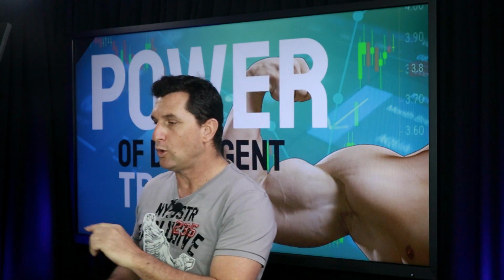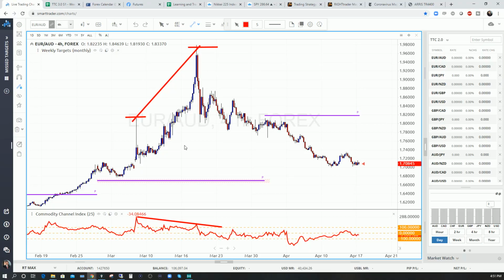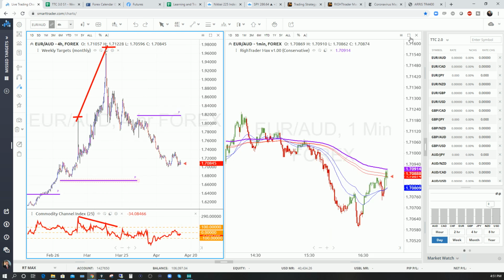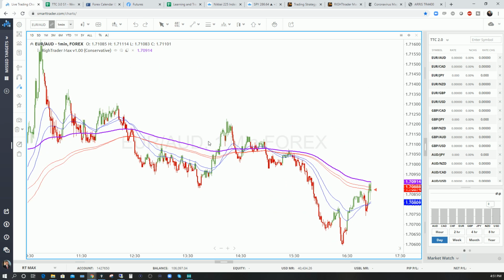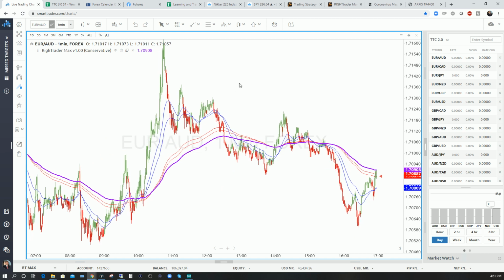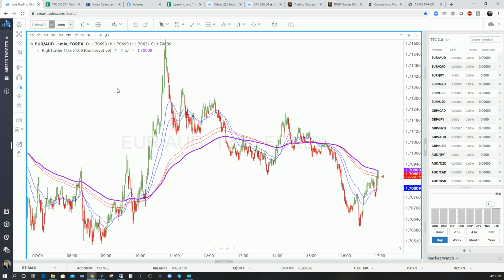Check this out. I'm going to be using a strategy called the Right Trader Max. And what Right Trader Max is going to do is it's going to confirm my direction. All right, it's going to confirm the direction by doing just this. Let me go ahead and show you right here. This is a 1 minute time frame. You're thinking, what? 1 minute, big dog? Are you kidding me? Yes. This is a 1 minute time frame.